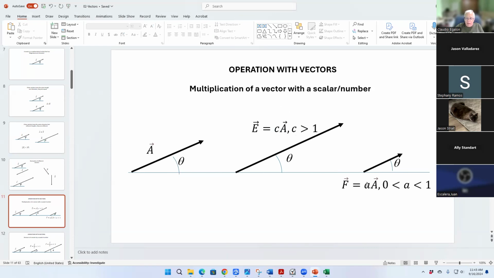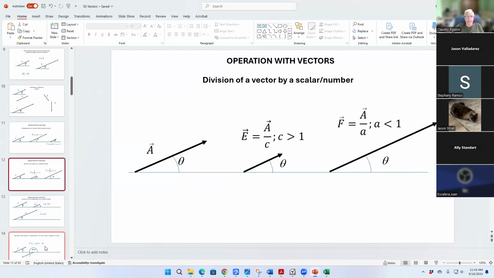Now, if we have another scalar multiplying my vector, a scalar that has a value between 0 and 1, then the vector is going to become shorter, right? One of the operations with vectors is multiplication of a vector by a scalar, a number. But those scalars can also be negative, right? We can divide a vector by a scalar. If C is less than 1, the resulting vector is going to be shorter, right?